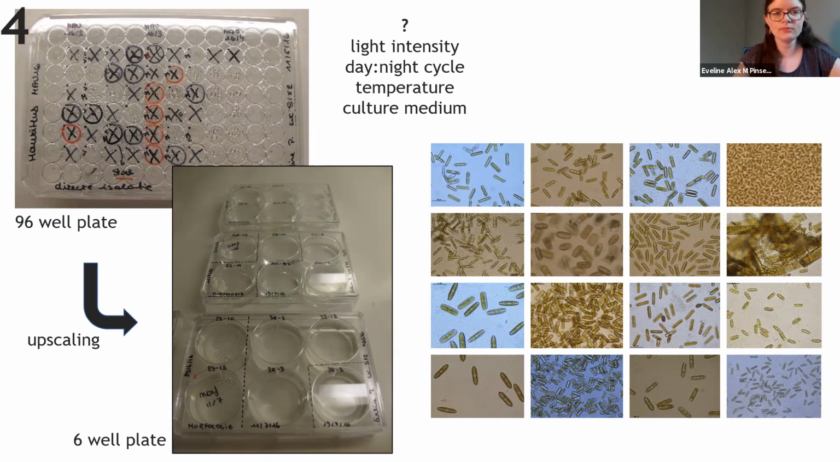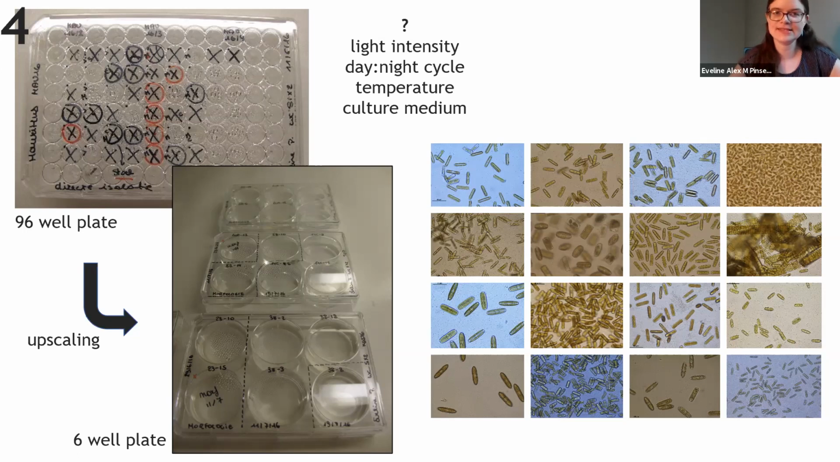And then during subsequent weeks, you will start upscaling. So you go from a 96-well plate to a 24-well and finally to a 6-well plate. During this time period, it is really important to know the culture preferences of your diatom.